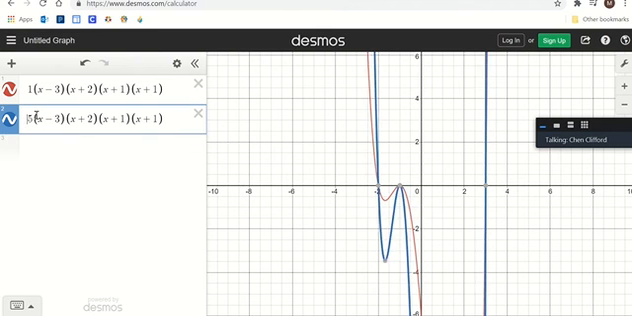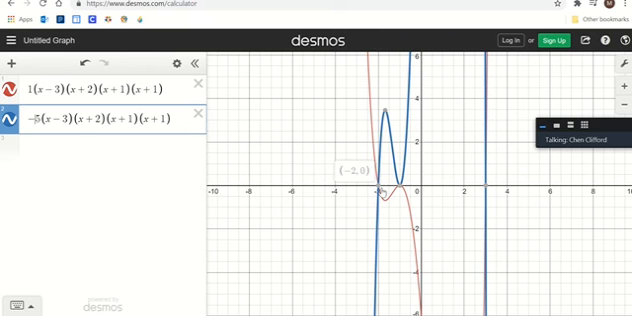Okay. I'm going to make it a negative. A negative basically just inverts it. It rotates it, so to speak, or reflects it, I should say. That's the correct term. It reflects it and stretches it because it's a 5. But it still has the same x-intercepts.